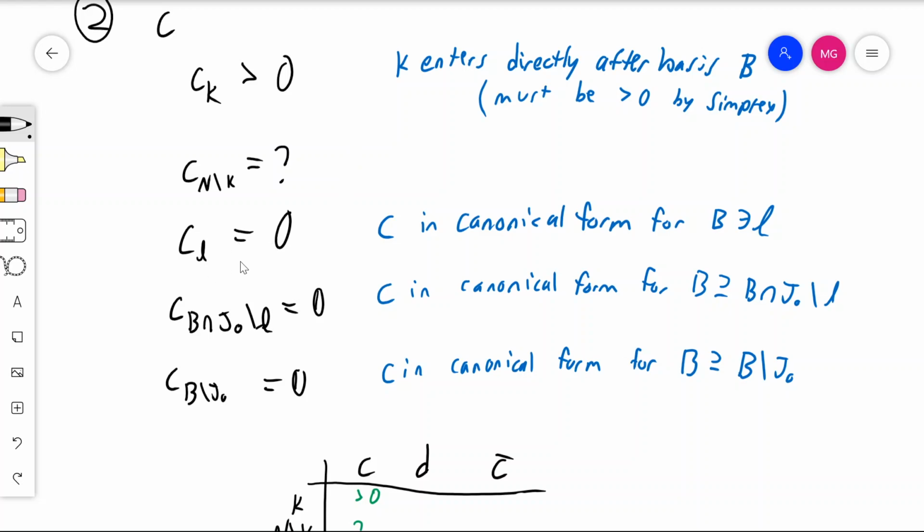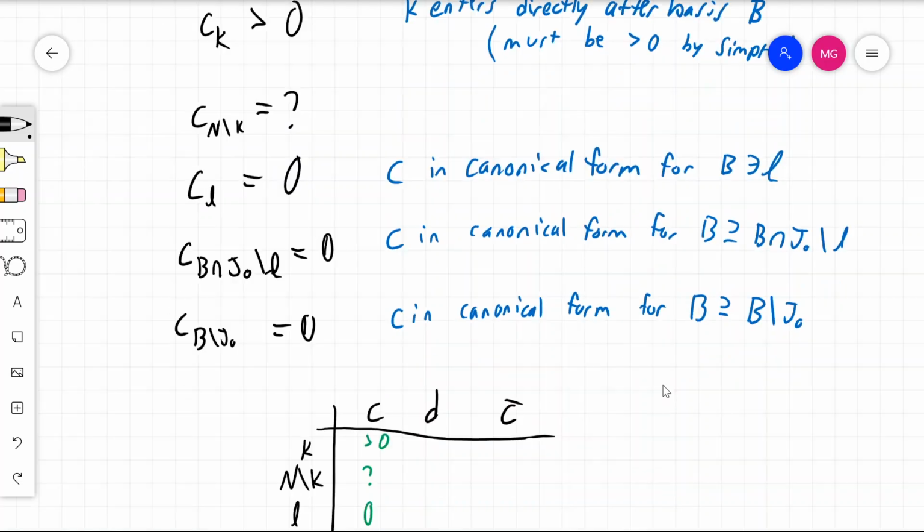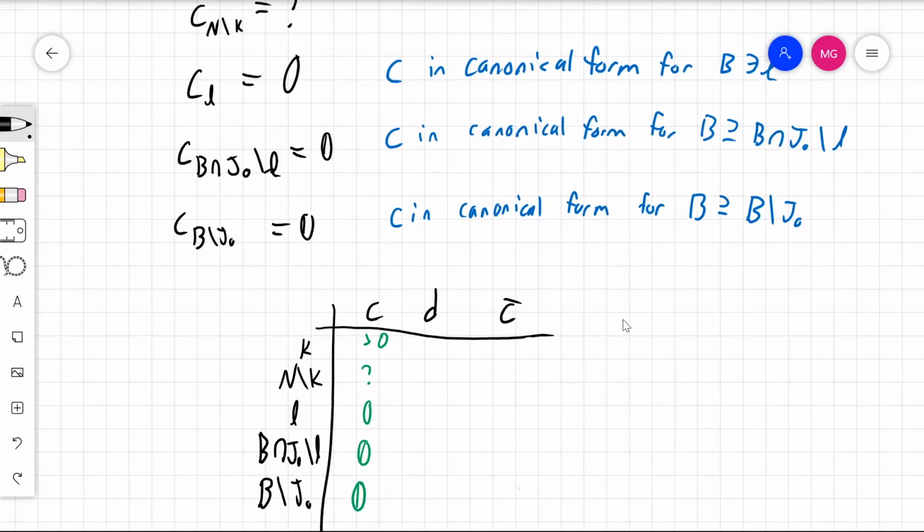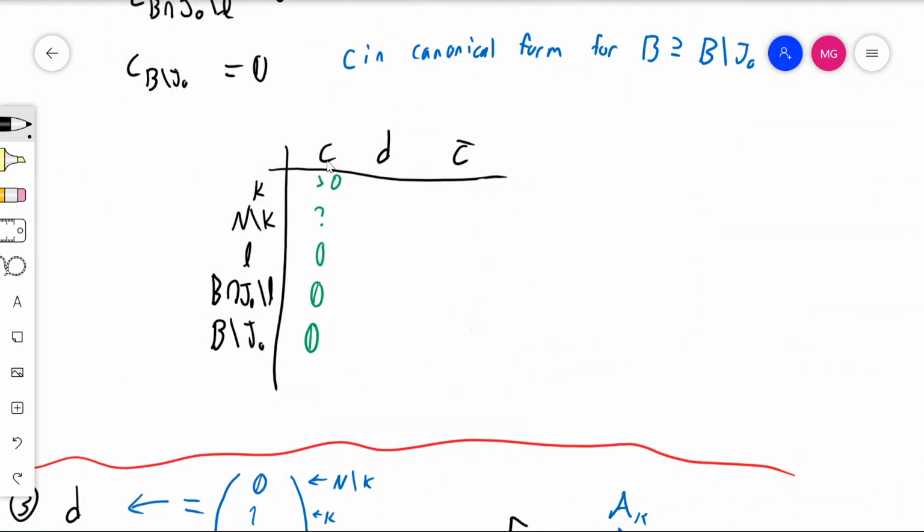For CL, and actually for the rest of these, CL is 0, and that's because C is in canonical form for the basis B, and L is part of the basis B. So for all basic indices, where by basic I mean with respect to this basis B, C is going to be 0 by the fact that we're in canonical form for this basis. And so CL is 0, and then all of these are zeros for the same reason, because the rest of these are also part of the basis B. It's either fickle indices that are part of the basis B or non-fickle indices, but still part of the basis B. Either way, all part of the basis B, and we're in canonical form for it. So they're all zeros. So that one's a lot easier to figure out. We've just filled in the table right here.